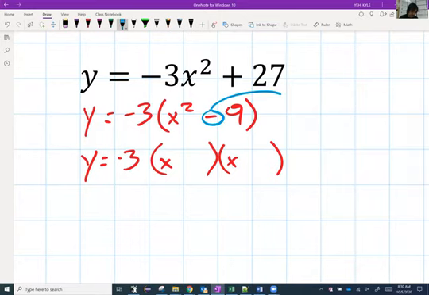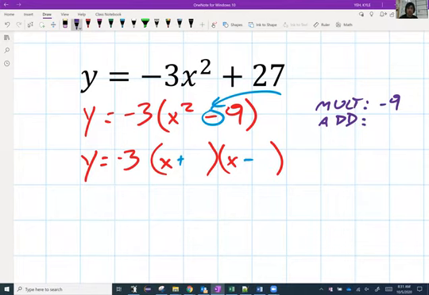Looking at the sign of my c value, it's negative. So we know that we have different signs in here, plus and minus. And now I'm looking for two numbers that multiply to be c, so multiply to be -9, but they add to be b. We don't have any just x's, so add to be 0. What two numbers multiply to be -9, but add to be 0? 3 and -3. So +3, I'll put it with the plus, -3, I'll put it with the minus.